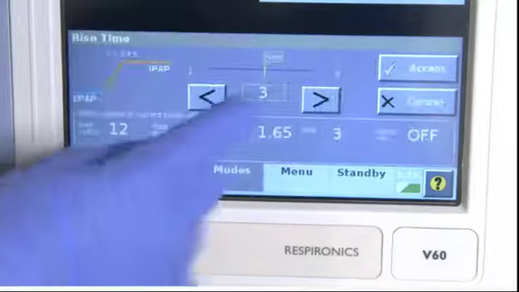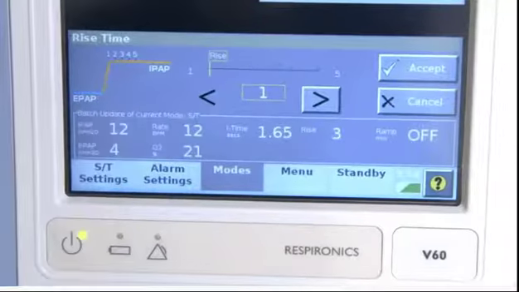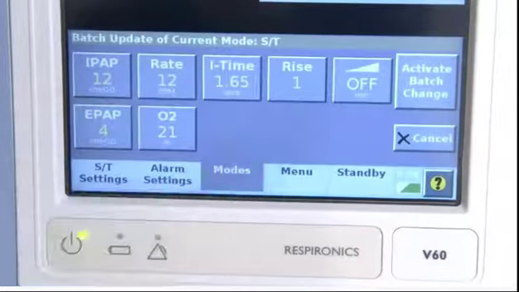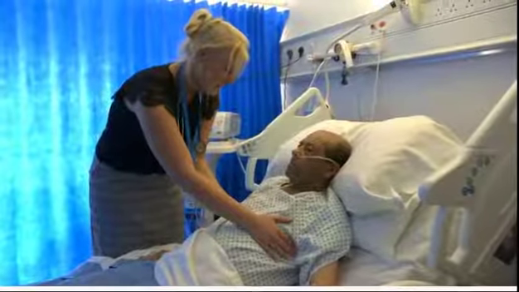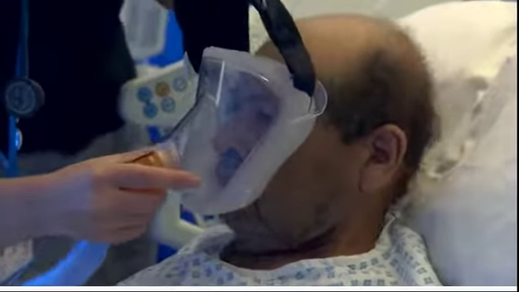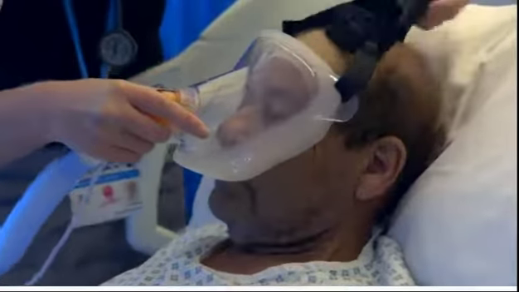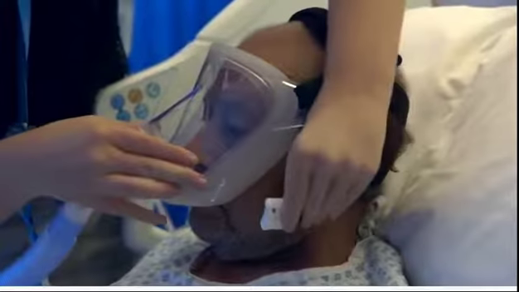The next setting is the rise time. This is how quick we are delivering the breaths. The rise time ranges from 1 to 5. 1 is a quick rate, 5 is slow. When setting the rise time, we tend to start at a faster rise time, around 1 to 2. This is because patients tend to have a higher work of breathing when they initially start on NIV. Once the patient is settled on NIV, you may need to change the rise time.